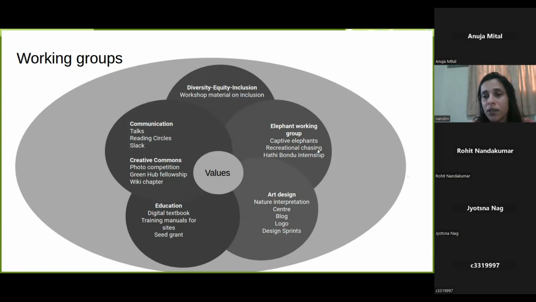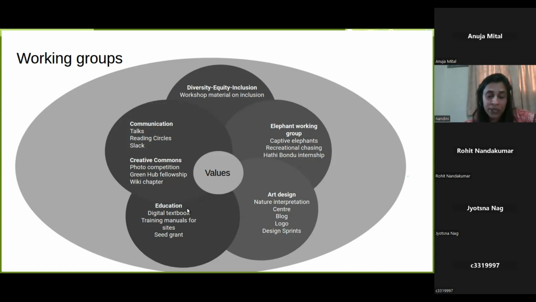And I won't talk about this a lot because I know Arjun has volunteered to give a talk sometime. And maybe he could just cover a short bit on what they would like to do, but basically covering captive elephants, recreational chasing, and also using some of the Green Hub material on films to develop an internship module with Hathi Bondu. And finally, here, there's a small diversity, equity, and inclusion working group that would like to, like I was saying before, develop a 2-day workshop on what inclusion would look like.